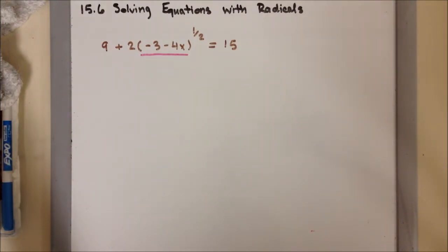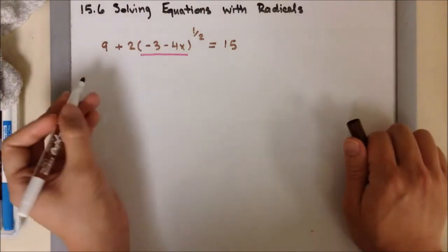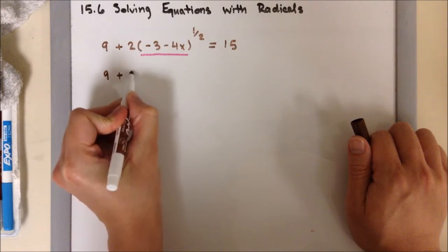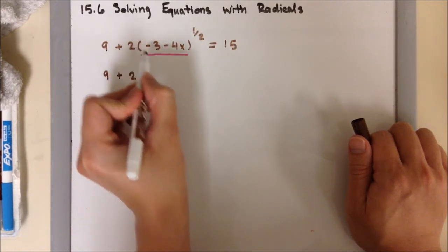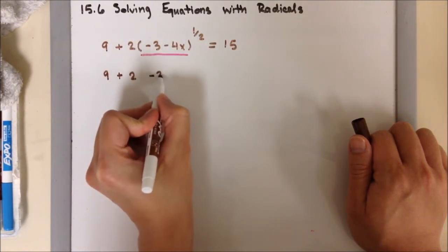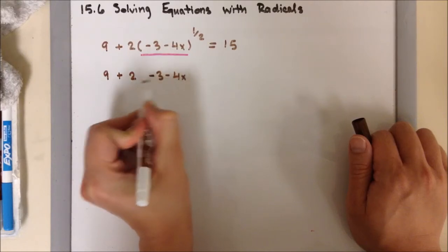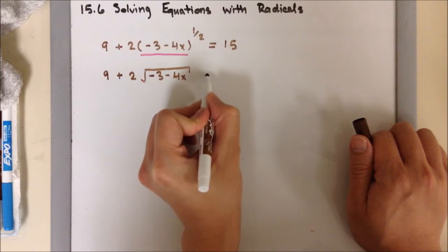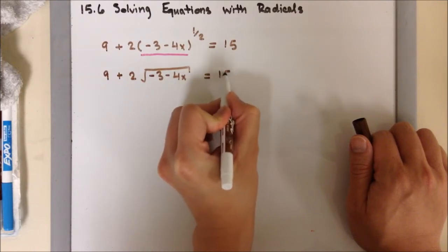So let's rewrite it with a square root. Everything else will stay the same, the 9, the plus 2, but it's going to be in front of parentheses. That means that the negative 3 minus 4x will be inside the square root. Then everything else equal to 15 will also stay the same.